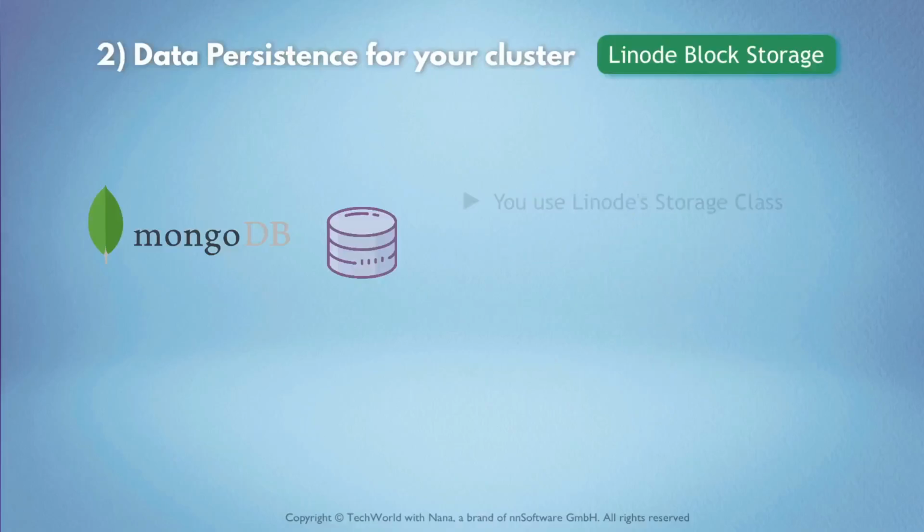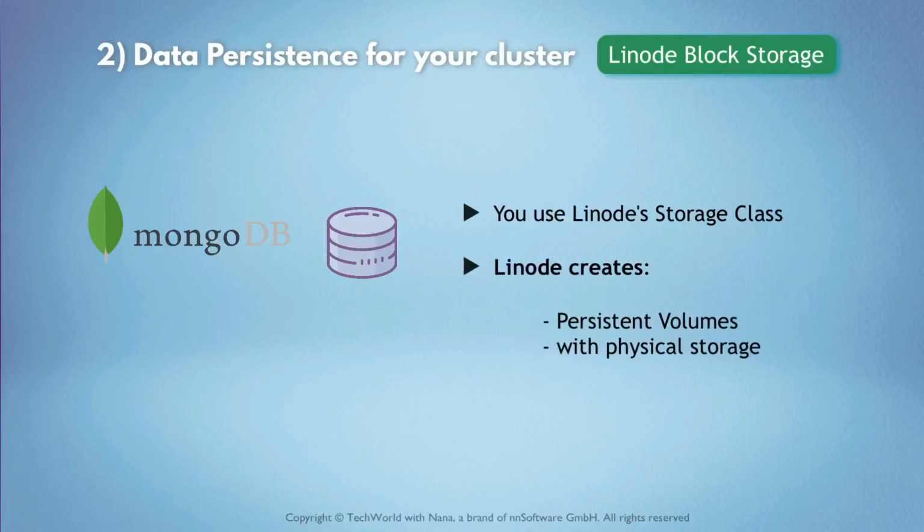You just use Linode's storage class, and Linode will create the persistent volumes with the respective physical storage in the background automatically. And when you deploy your database application, the storage will get attached to your database pods. And you will see all of this in a demo part in detail. So you have very little effort here as well. Of course, it's good to know how it works, but you don't have to do much here.